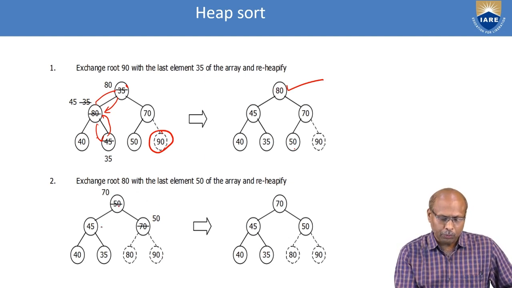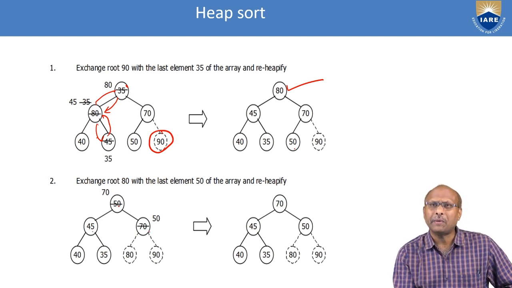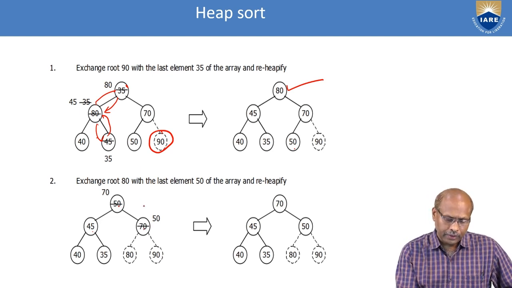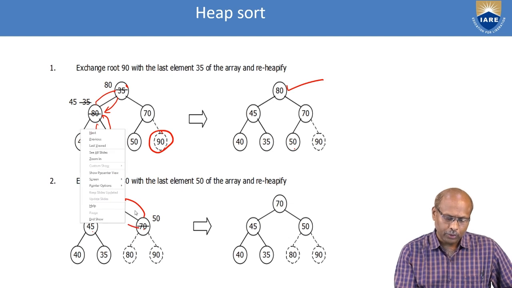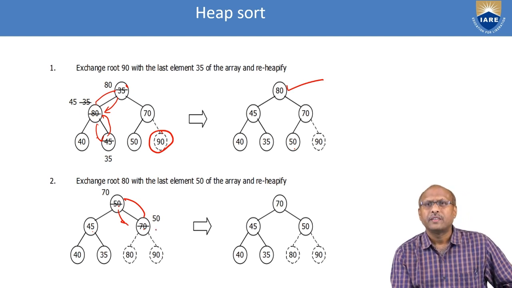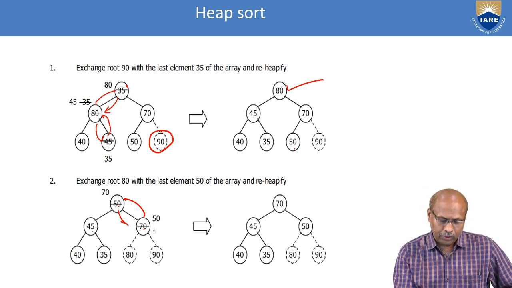Now compare 50 with both the children, 45 and 70. Now if you compare 45 and 70 with the root, because my root is 50, which is bigger? 70 is bigger. So these two you have to swap. So after swapping, I got 70 and 50. Now 50 has come down to the right side.